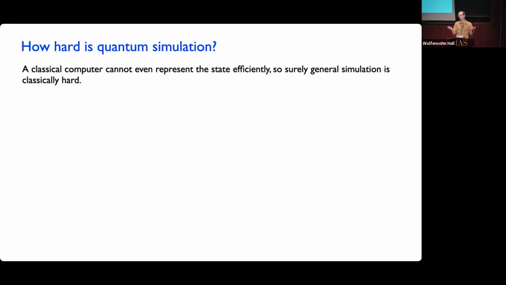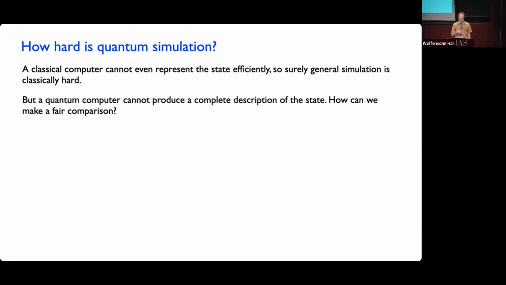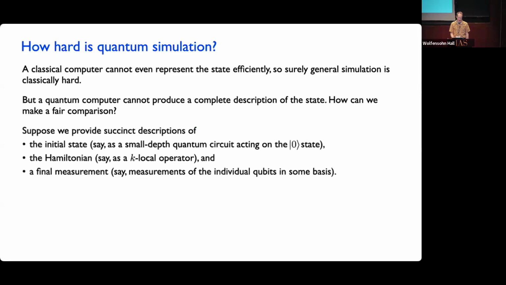But you would expect that this problem should be hard for classical computers because it can't even represent the quantum state. So how can we make a fair comparison where we can really say that the quantum computer can do something that the classical computer cannot? Rather than giving the input state as a quantum state and having the output be a quantum state, we can provide succinct descriptions of the input and the output that make sense in the classical context. And of course, if we really want to run some computation, we have to have these things anyway. So imagine that we have some succinct description of the initial state that allows you to prepare it. For example, it could be some small depth quantum circuit that would prepare that state.